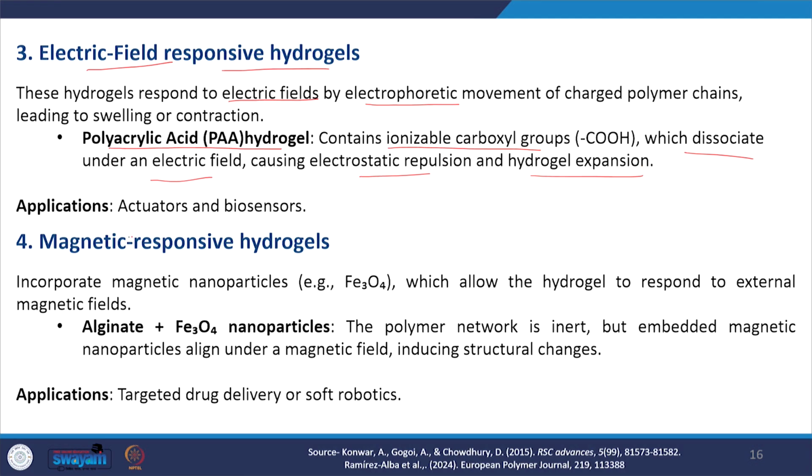This can be useful for making actuators and biosensors. And the fourth one is magnetic responsive hydrogels. Here we will be incorporating magnetic nanoparticles, which allow the hydrogel to respond to an external magnetic field. We can use alginate and magnetic nanoparticles. The polymer network is inert, but when you add the magnetic nanoparticles, with the help of an external magnetic field, we can induce structural changes.